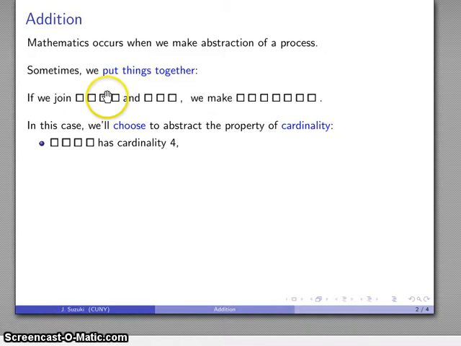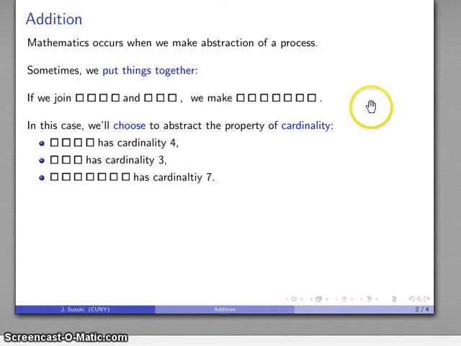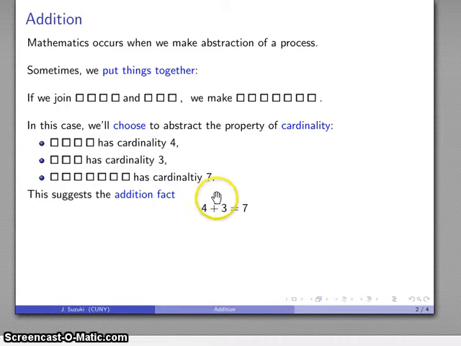So this first collection has this property of cardinality 4. The second thing has this property that it has cardinality 3, and when I put these things together, what I have is a thing, and I looked at cardinality, I'll continue to look at cardinality, this thing has cardinality 7. And this leads to what we can think about as an addition. 4 plus 3 is equal to 7.